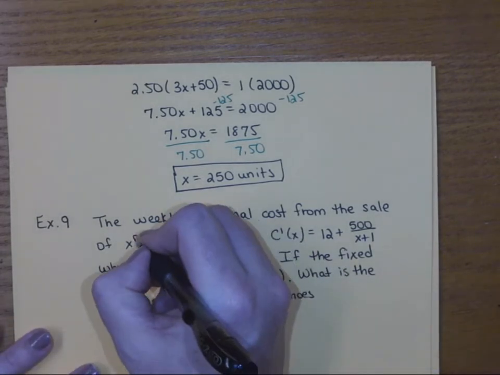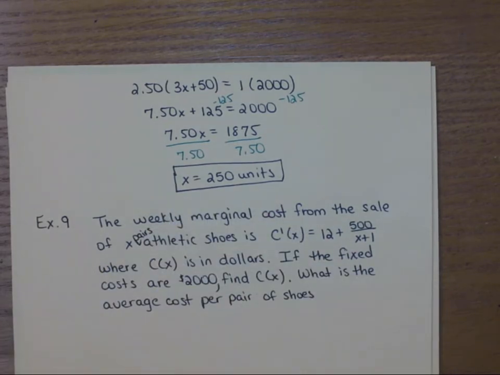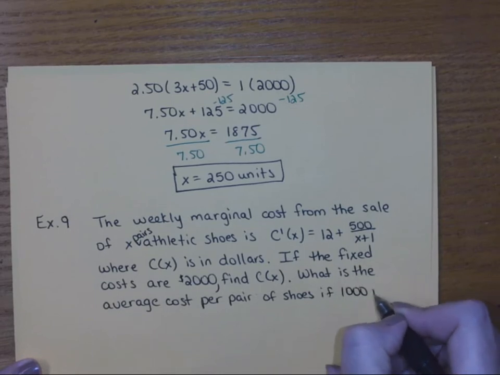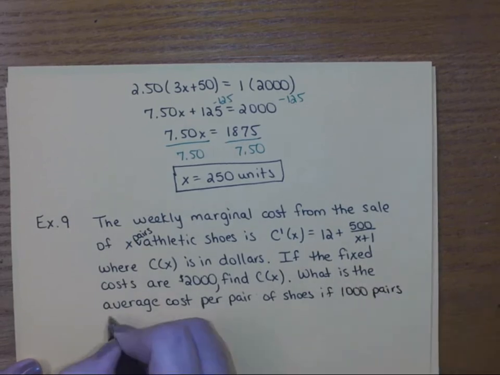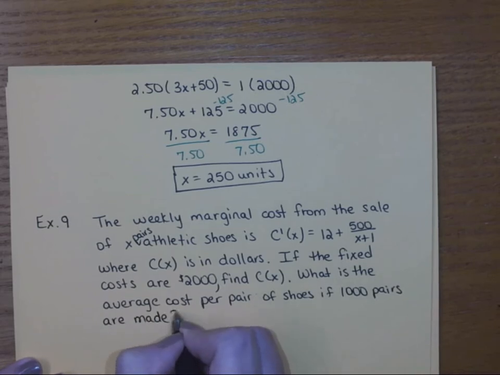By the way, this is x pairs here also. So what is the average cost per pair of shoes if 1,000 pairs are made? I'm not trying to trick you. I'm not asking you exactly how many shoes. I'm asking you for how they're sold, right? Which is pairs of shoes.